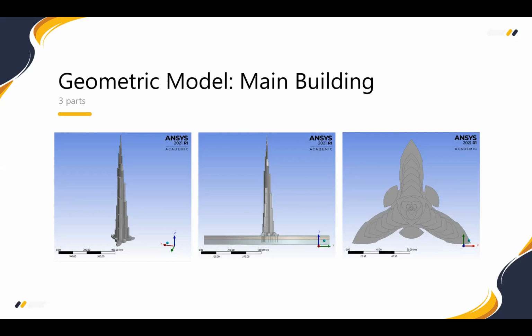And about the top view, do you guys still remember the inspiration of Burj Khalifa? That is the spider lily. And the top view of our model exactly looks like a blooming flower.